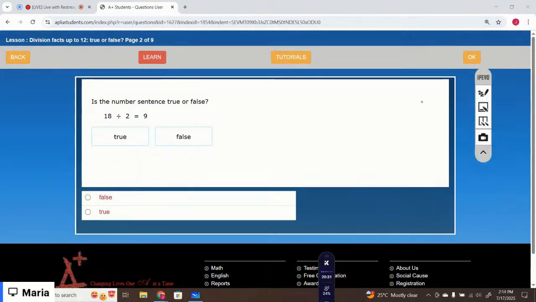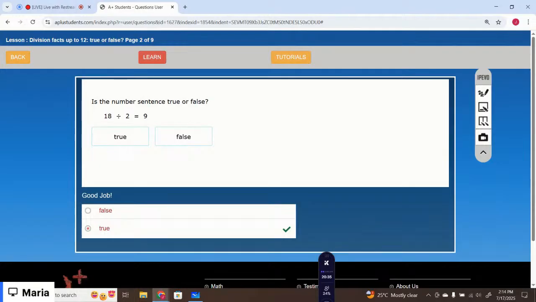True it is. Option number 2 is the correct option.